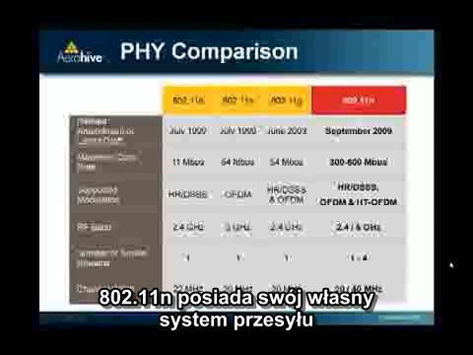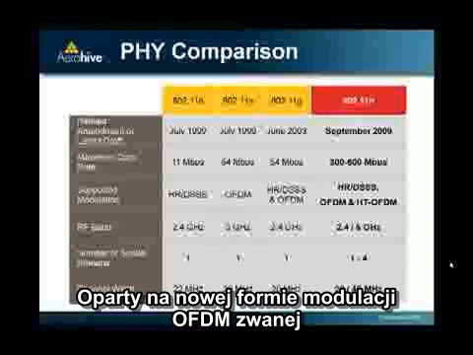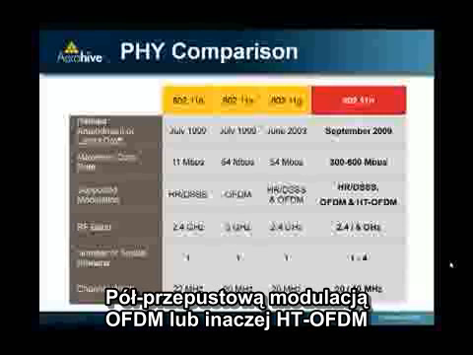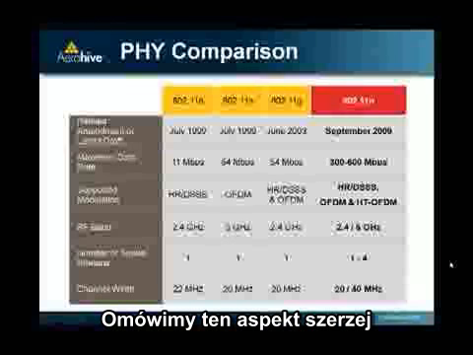802.11n has its own PHY layer, which uses a new form of OFDM modulation called high throughput OFDM, or HT-OFDM. We'll talk a little more about HT-OFDM in another tutorial.